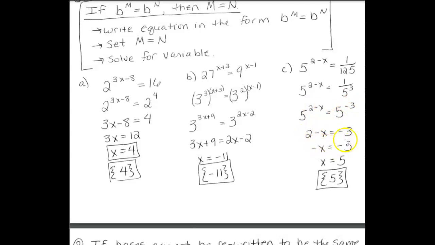So if I subtract the 2 from both sides, I'm left with negative x equals negative 5. And then divide both sides by negative 1 gives me x equals 5. So the solution set is 5.